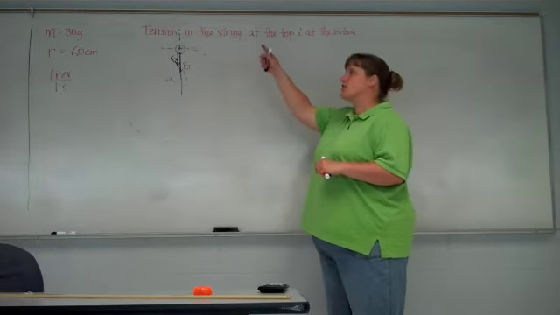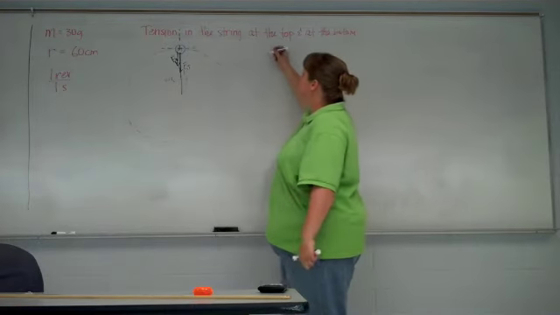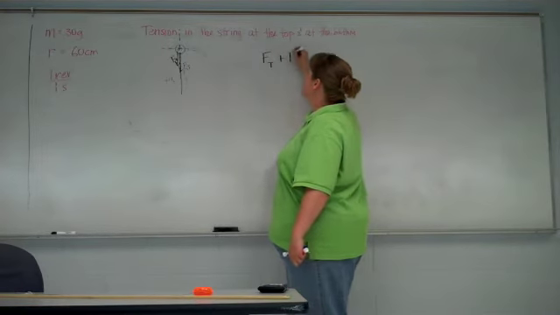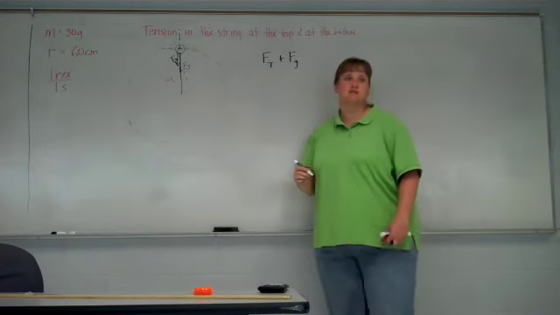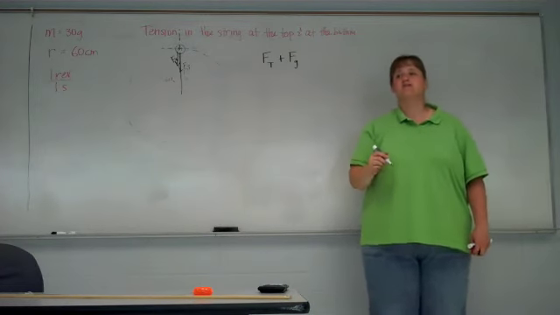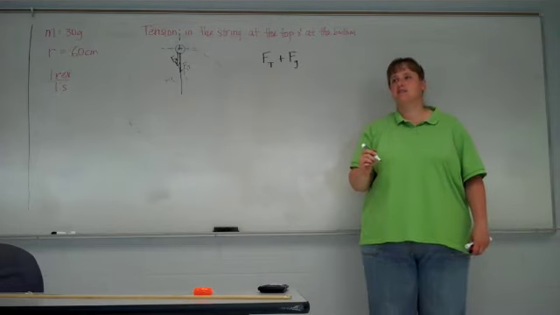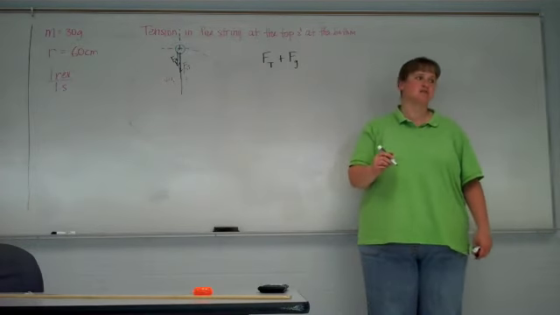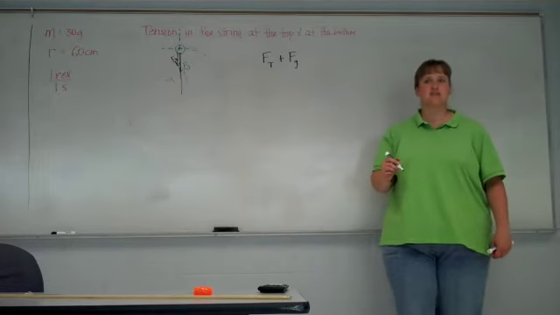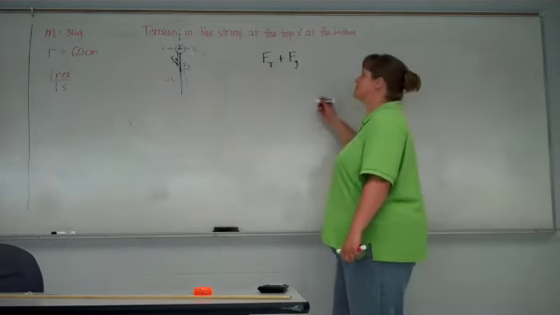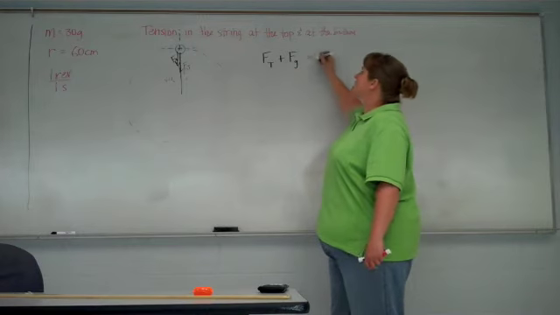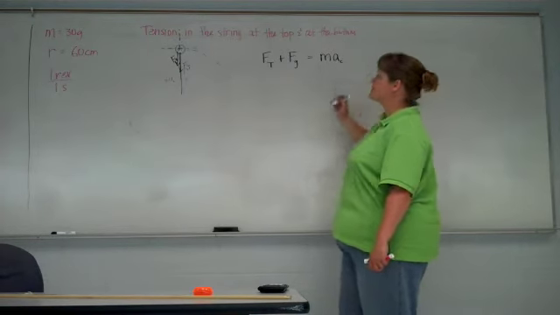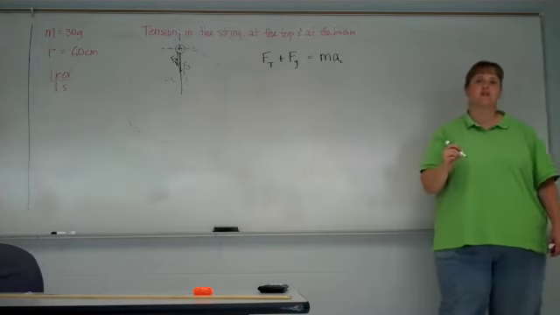So adding these vertical forces, we have the force of tension towards the center, and we have the force of gravity towards the center. Both of them together make up the centripetal force. They are centripetal forces. Together they are determining the centripetal acceleration. Adding those together, those will equal the mass of our yo-yo times the centripetal acceleration that our yo-yo has.